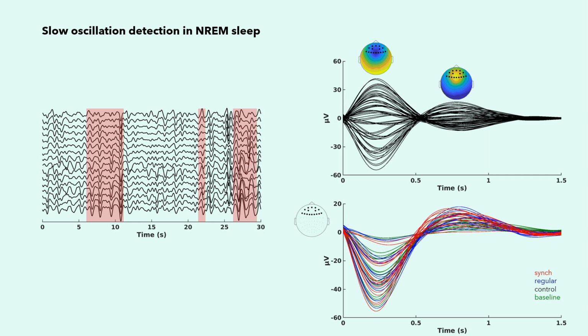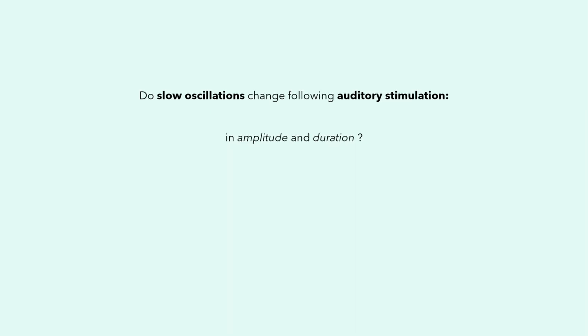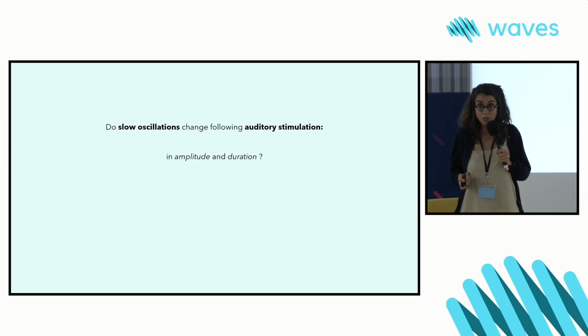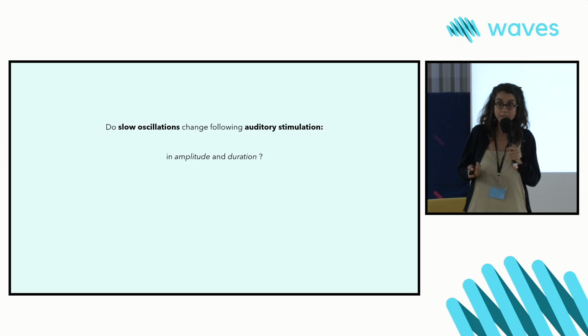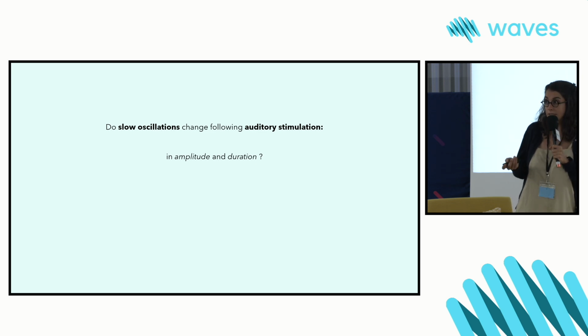The last step before we get to the results was to actually identify which experimental condition each of the slow oscillations belongs to. Once we had this, we could ask the main question here. Do slow oscillations actually reorganize as a result of the auditory stimulation in deep sleep?